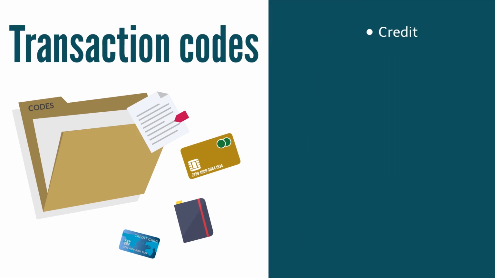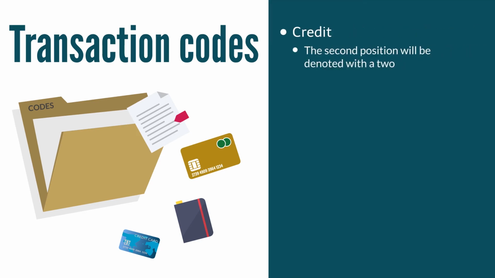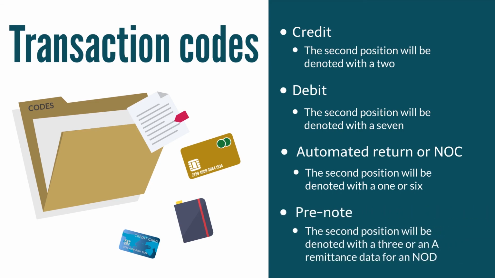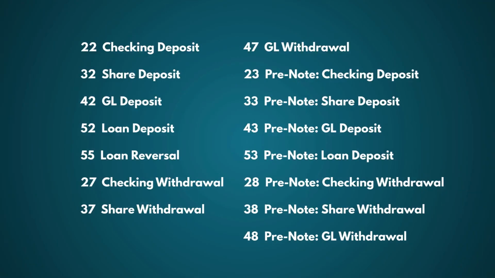If the entry is a credit entry, then the second position will be denoted with a 2, and if it's a debit, a 7 will be in the second position. Some additional codes in the second position would be for an automated return, or NOC, which would contain a 1 or 6. A pre-note would contain a 3 or an A remittance data for an NOD. Examples of the transaction codes are listed on your screen.